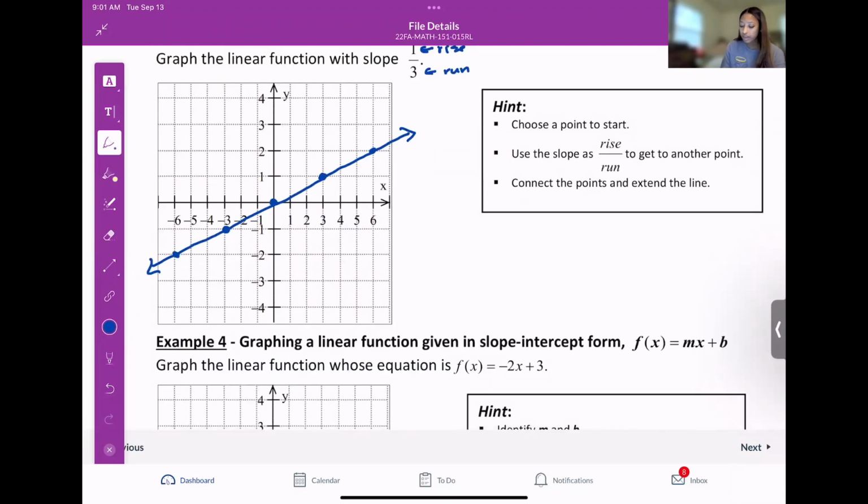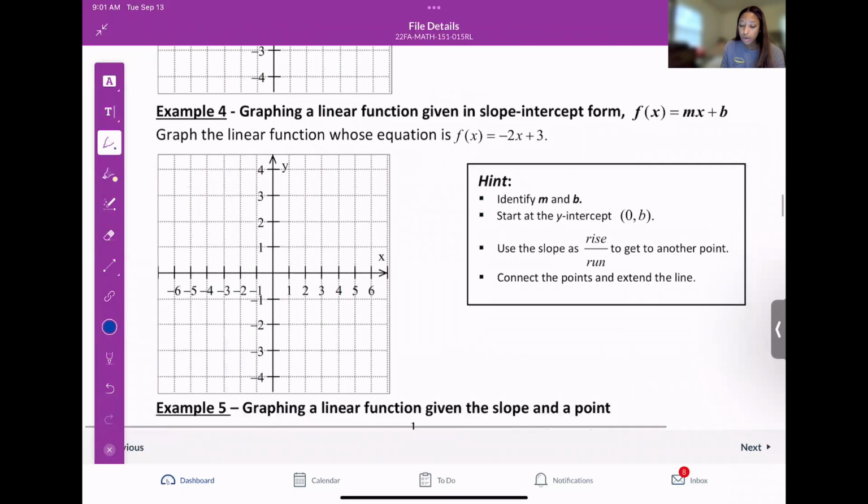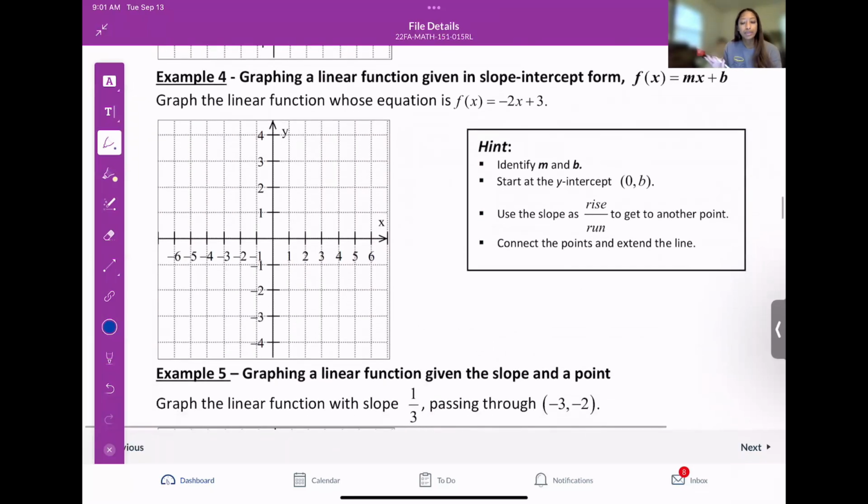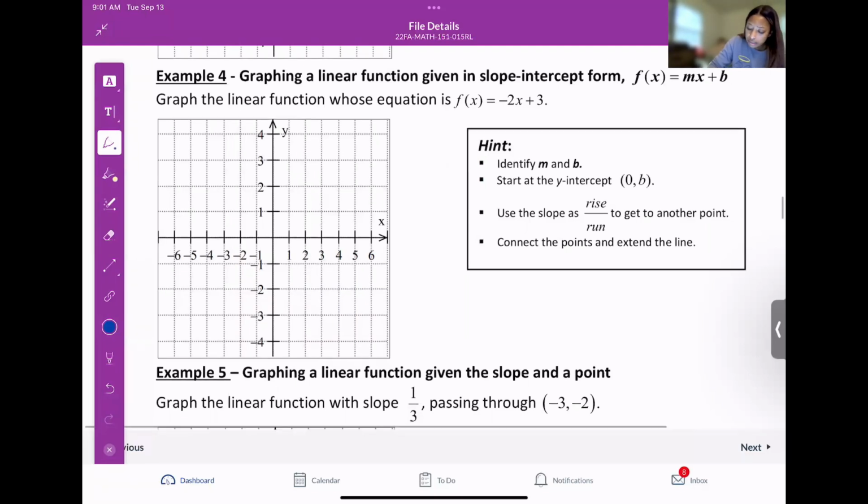So graph the linear function in slope-intercept form, and our function is f of x equals -2x plus 3. So this one's even better because we're given the slope and the y-intercept. So here we see that the slope m is -2 and the y-intercept b is 3. So the y-intercept is (0, 3).